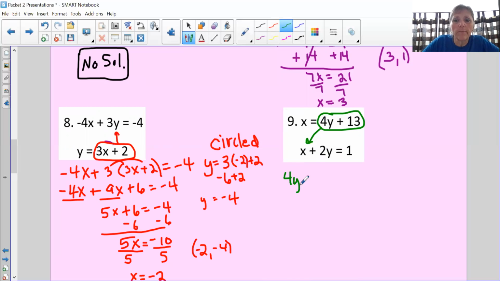4y plus 13 plus 2y equals 1. Okay, I'm looking around to see what I'm going to do. I know the 1 and the 13 are both numbers, but on this side, I need to combine these like terms first. 4y plus 2y is 6y plus 13 equals 1. Okay, I have an answer. Over here, the 13 is a number like the answer, so I'm minus 13.